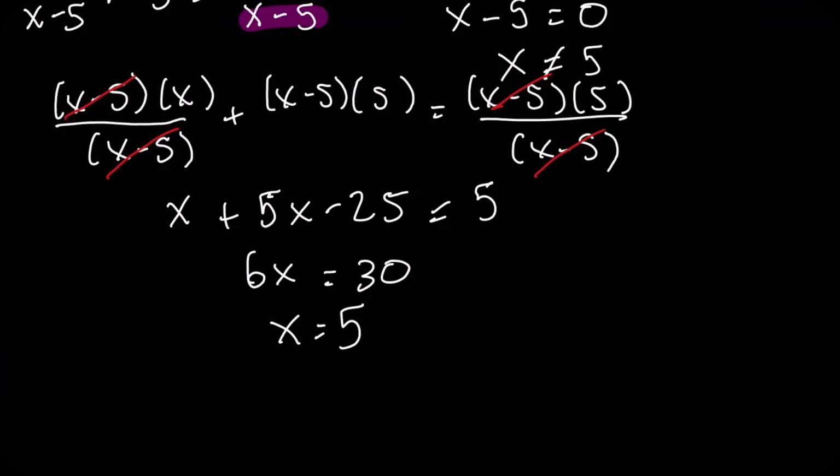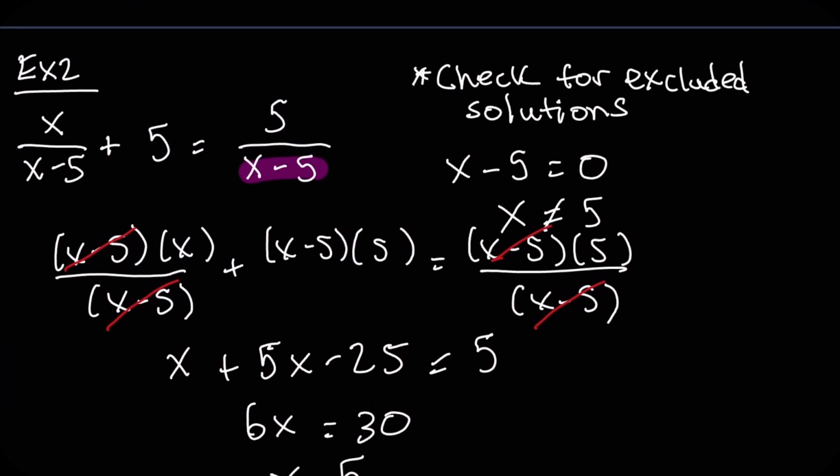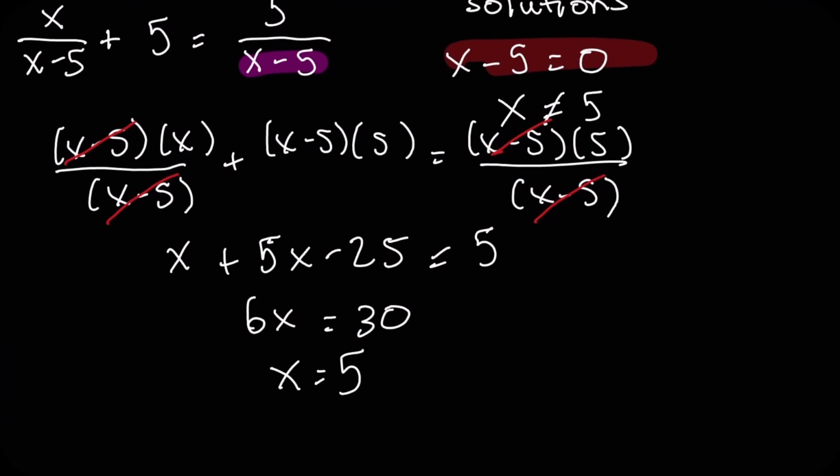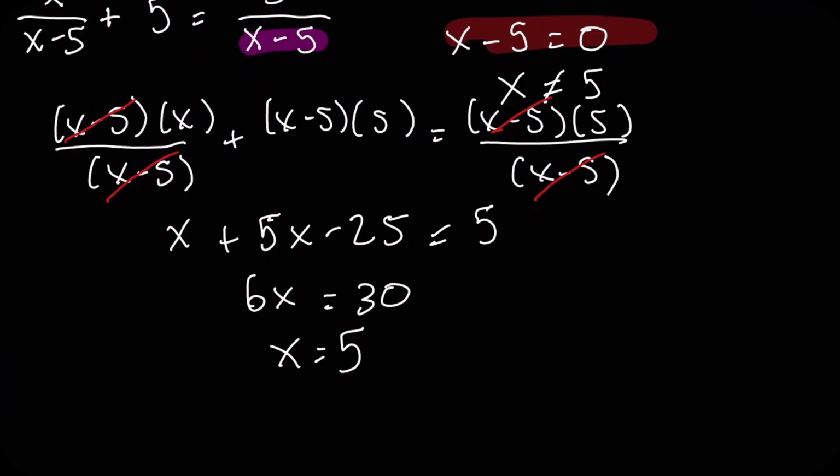And again, we're not done here. We want to go ahead and check to see x is equal to 5, and that is what we did not want. We did not want it to be 5 because this will make the bottom a 0. So what we can go ahead and say is that this is no solution because we have an excluded solution.